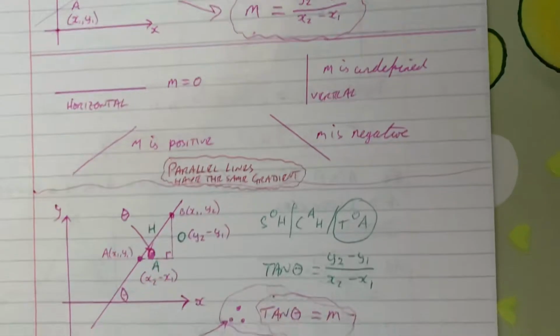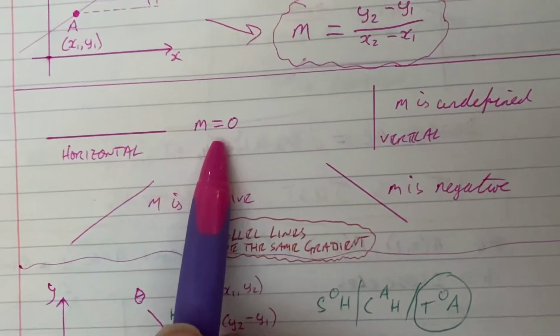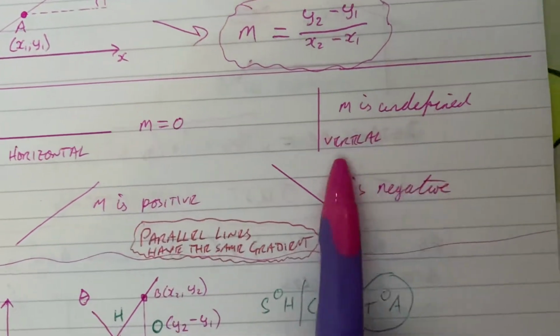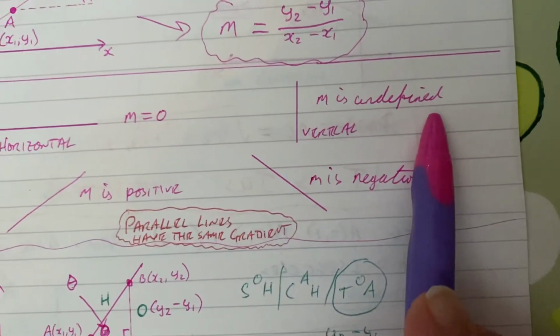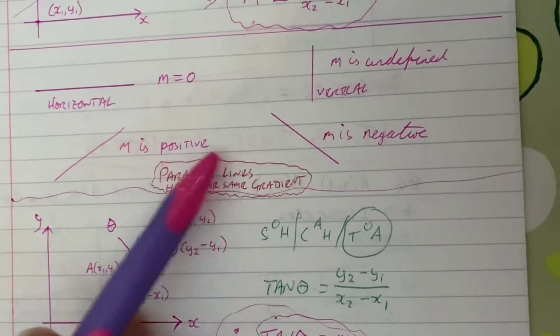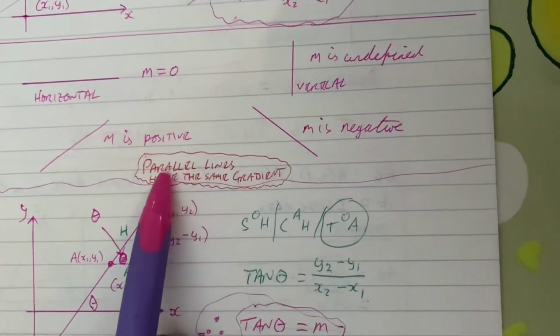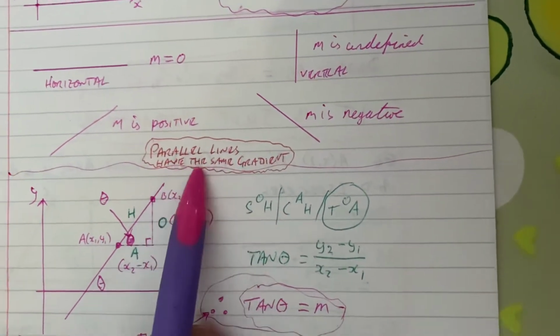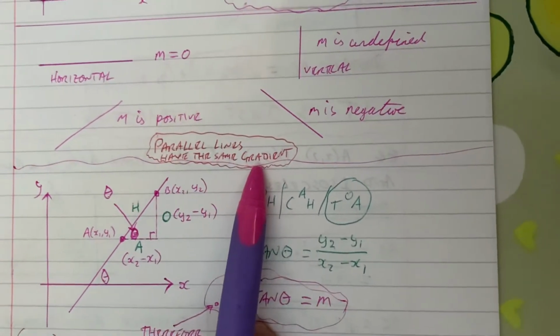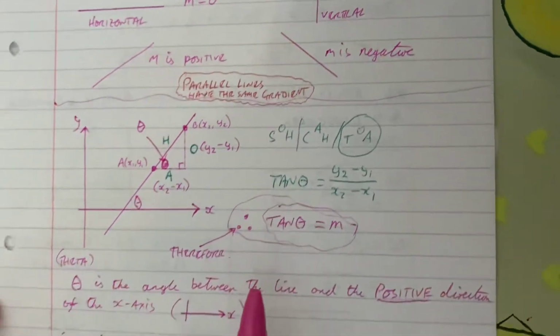So looking at some ones here, for a horizontal line, your gradient is 0. For a vertical line, your gradient is undefined. If it slopes upwards from left to right, the gradient is positive. Downwards from left to right, the gradient is negative. And remember, parallel lines have the same gradient. So if it says two lines are parallel, they are going to have the same gradient.